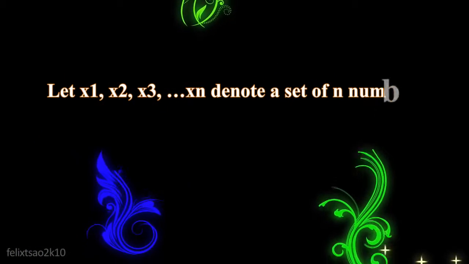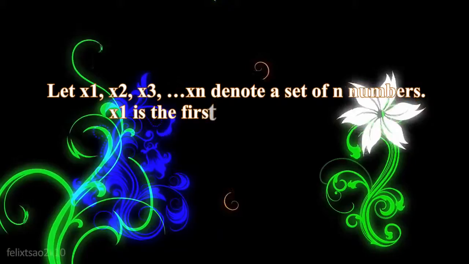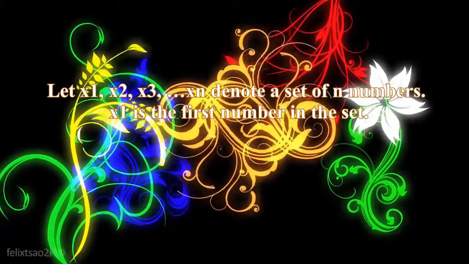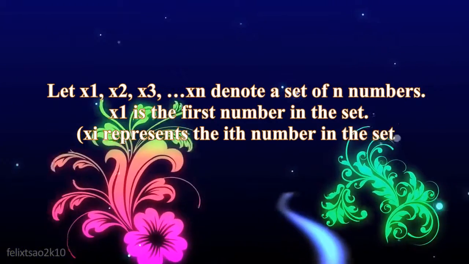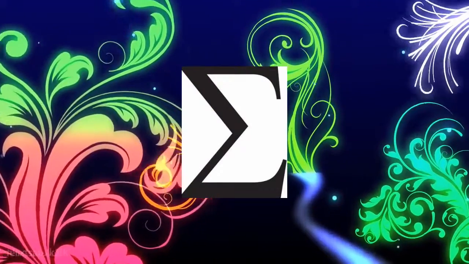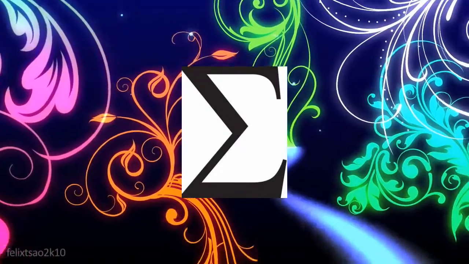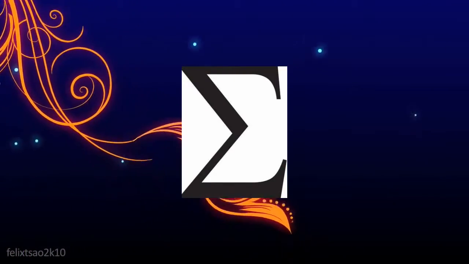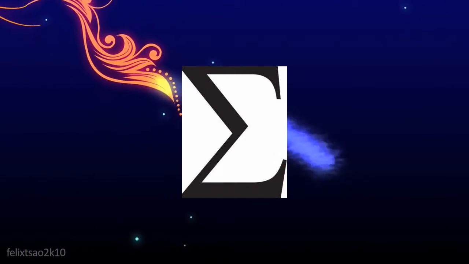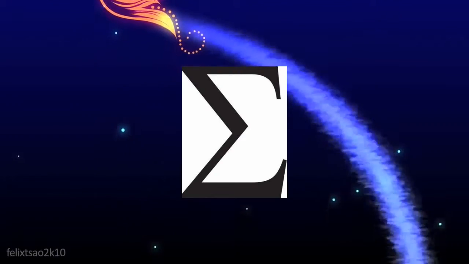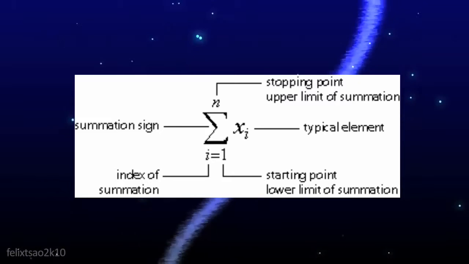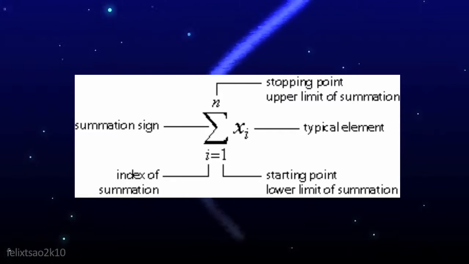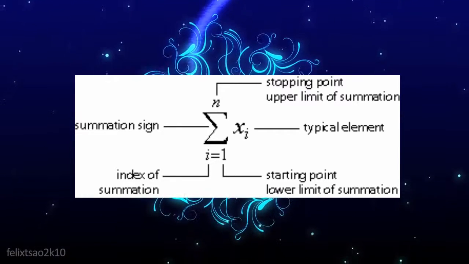Let x sub 1, x sub 2, x sub 3, and so on denote a set of n numbers. X sub 1 is the first number in the set. The summation sign appears as the symbol sigma, which is the Greek uppercase letter S. The summation sign instructs us to sum the elements of a sequence. A typical element of the sequence which is being summed appears to the right of the summation sign.